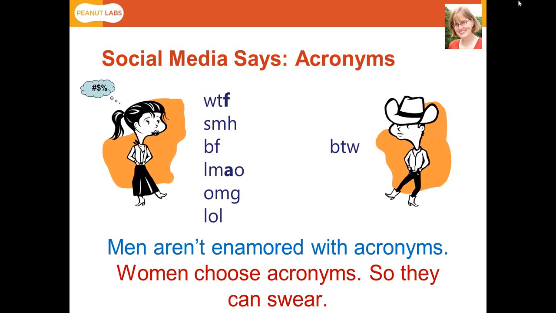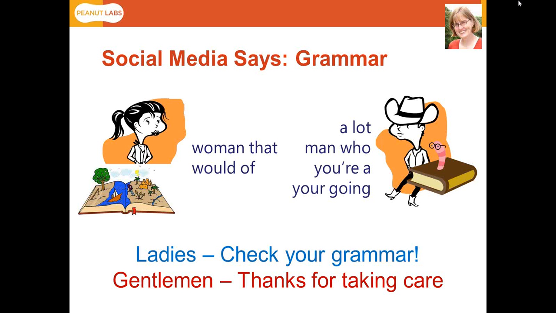So what you see here is that men were a bit better in their use of grammar. They are more likely to know that a lot was two words and that the word man should be followed by who, not that. And sadly, women were more likely to say women that instead of women who, as well as would of instead of would have.